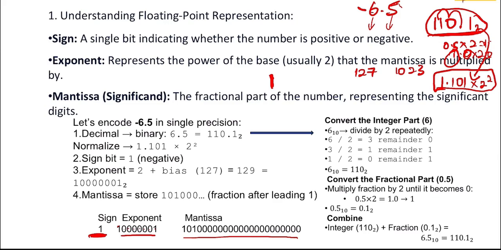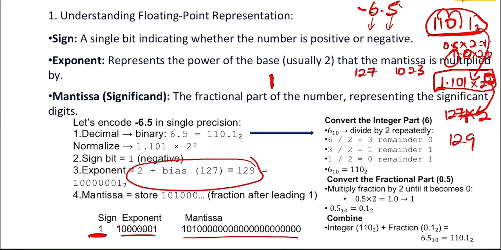And to find the exponent, because this is a single precision, you're going to add 127 to the number that 2 is raised to. When you add this, you're going to get 129, which is what we found here. So our exponent is 129, and we know the exponent should be 8 bits.